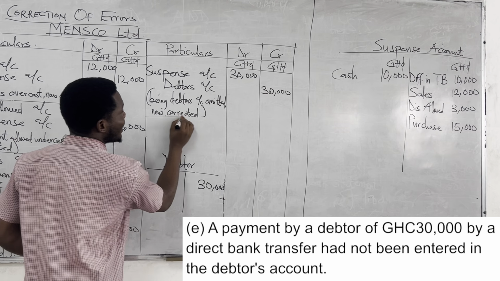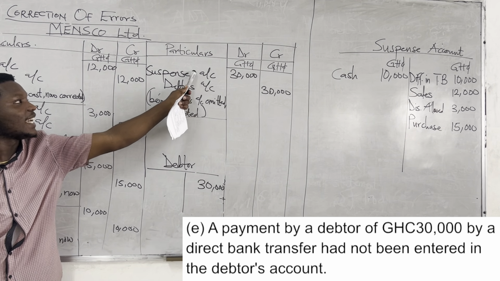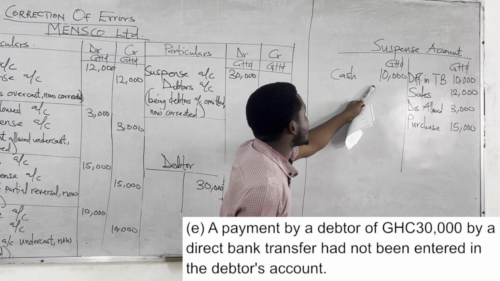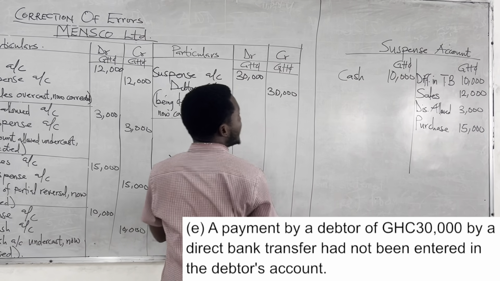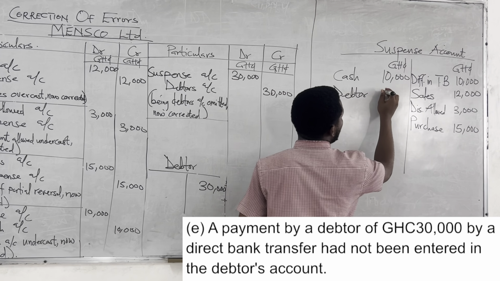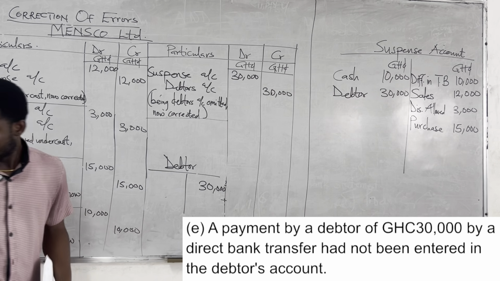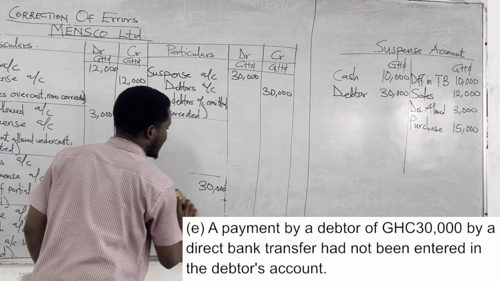Then you underline. So here, the suspense account has been debited. So when you come here, you will have to debit it in the name of the debtor. So the debtor is 30,000. So we are done with this transaction. Now let's go to the last one.